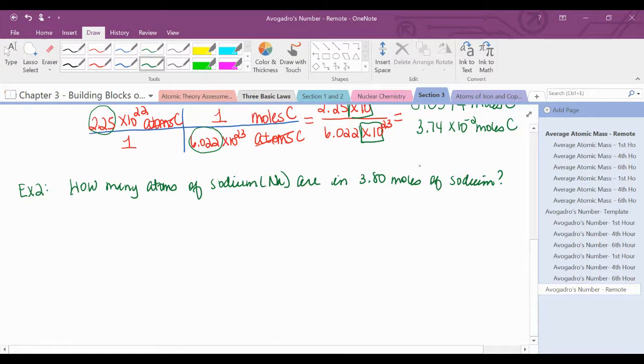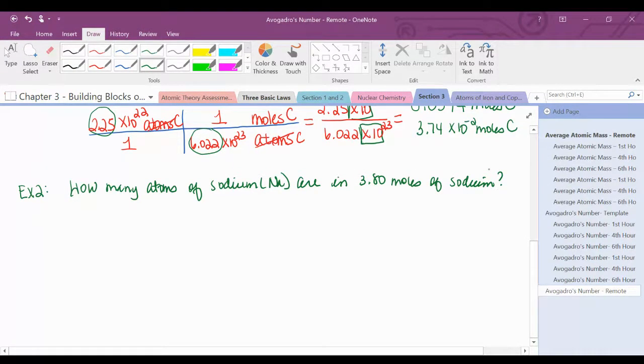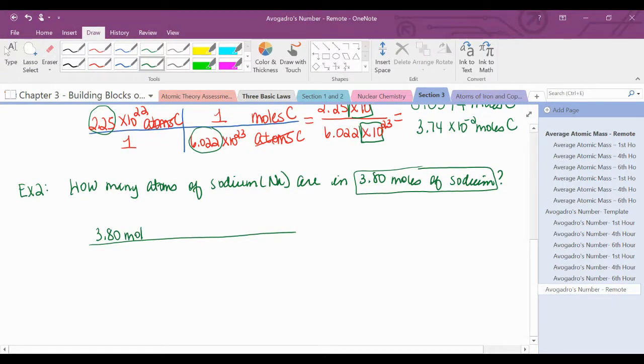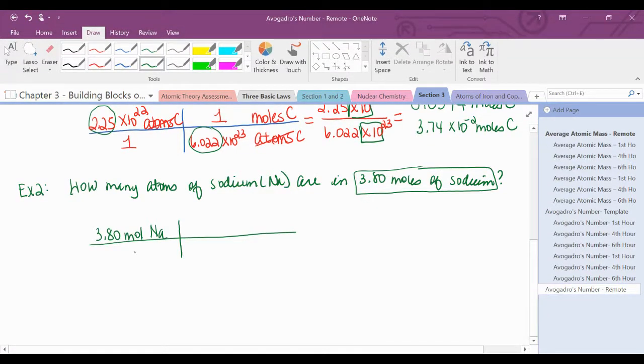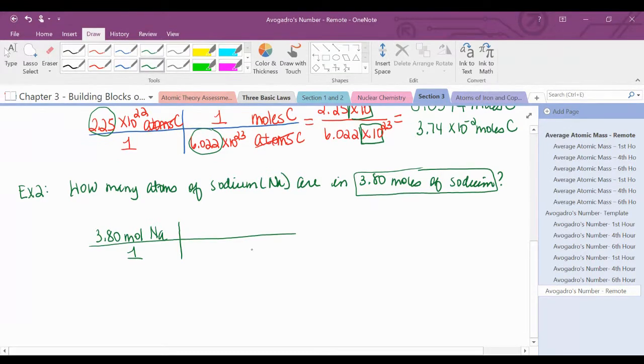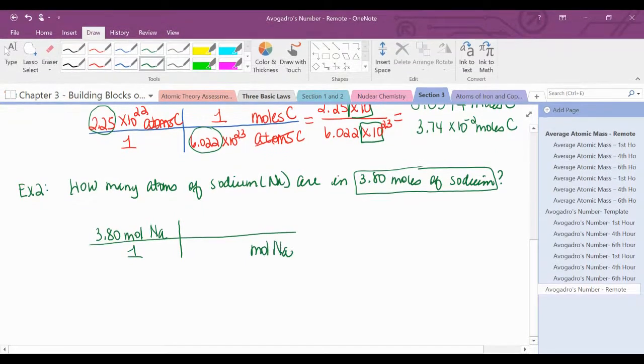Okay, so my given is whatever I know the number and unit of. So that's what we're going to start with. And MOL is actually the abbreviation for moles. And we can put our given over 1. That 1 is a placeholder. It doesn't have any units. When we use dimensional analysis, we're going to cancel out units. So I need that moles of sodium to cancel. So it's going to go in the bottom. And if I go back to my question, it wants to know atoms of sodium.